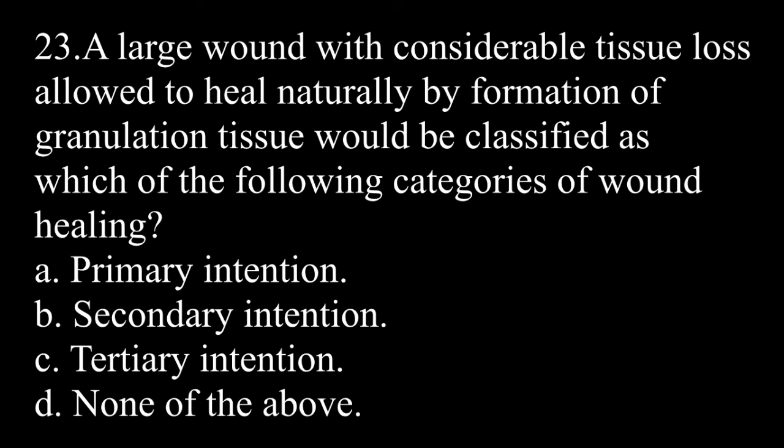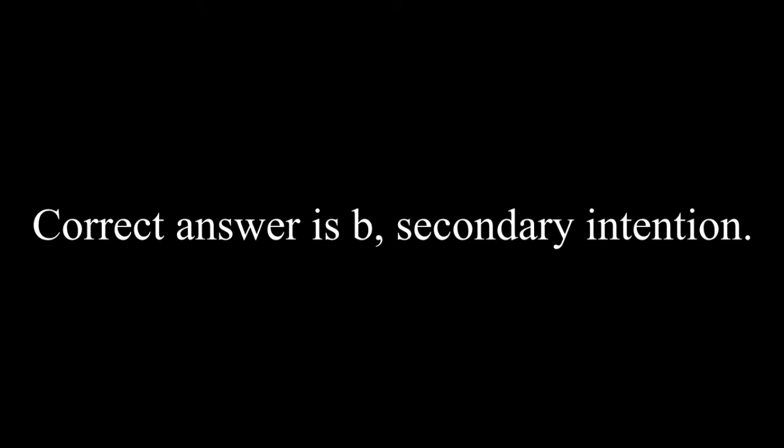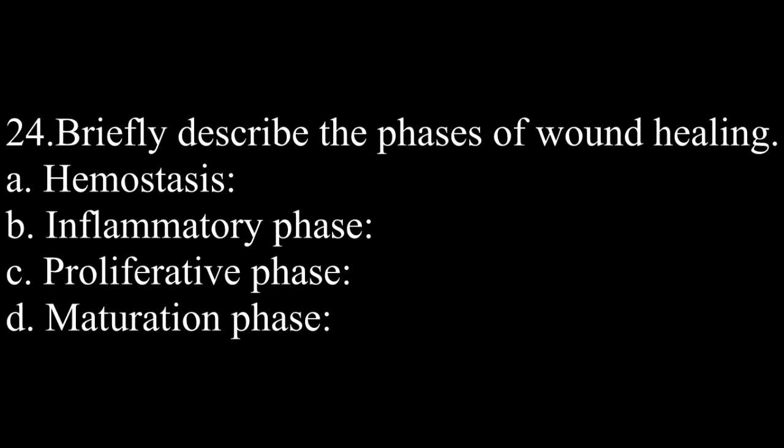23. A large wound with considerable tissue loss allowed to heal naturally by formation of granulation tissue would be classified as which of the following categories of wound healing? A. Primary intention. B. Secondary intention. C. Tertiary intention. D. None of the above. Correct answer is B. Secondary intention. 24. Briefly describe the phases of wound healing.